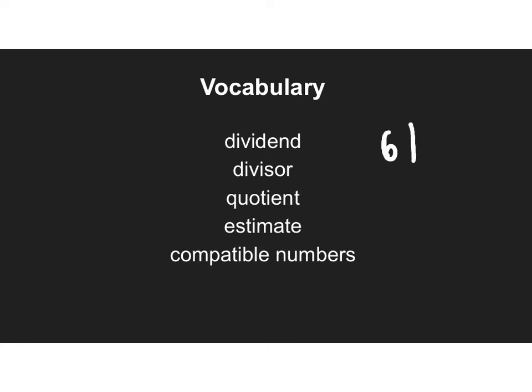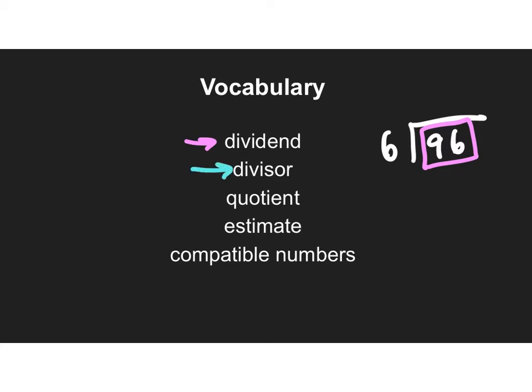Let's write down a division problem. 96 divided by 6. The dividend is the number that you're dividing up. So the dividend in this case is 96. I'm splitting 96 things up between 6 people, however you want to think about it. I'm dividing 96, that is my dividend.